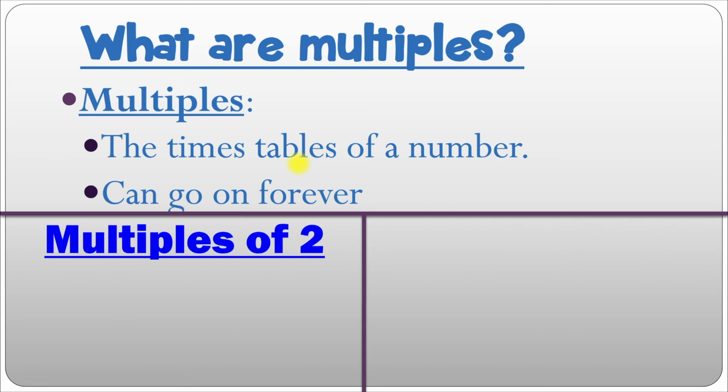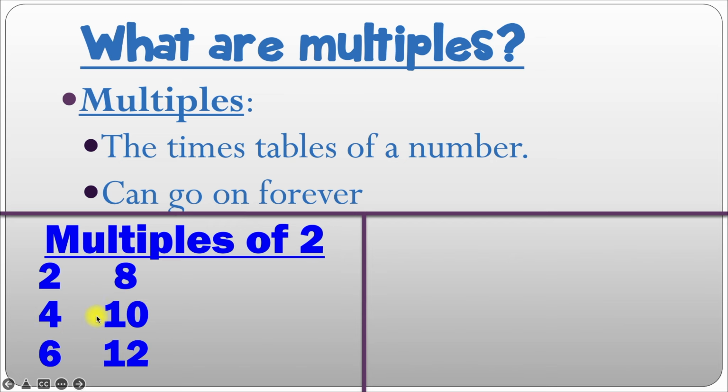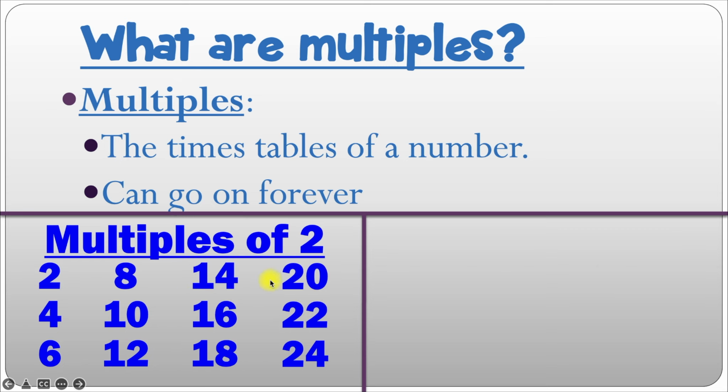So let's go over our first example, the multiples of 2. When we say the multiples of 2, we're just saying the times tables of that number. So we're saying the 2's times tables. 2, 4, 6, 8, 10, 12, 14, 16, 18, 20, 22, 24. And like we said before, they can go on forever and ever and ever.